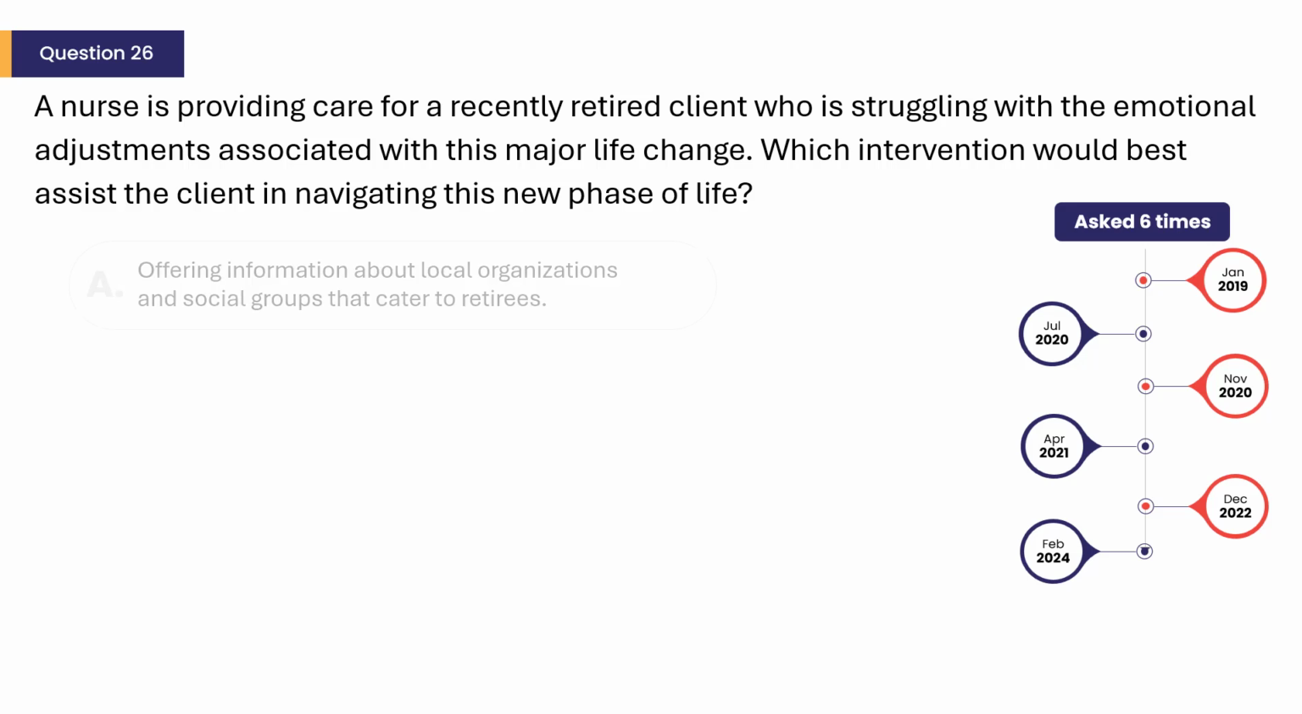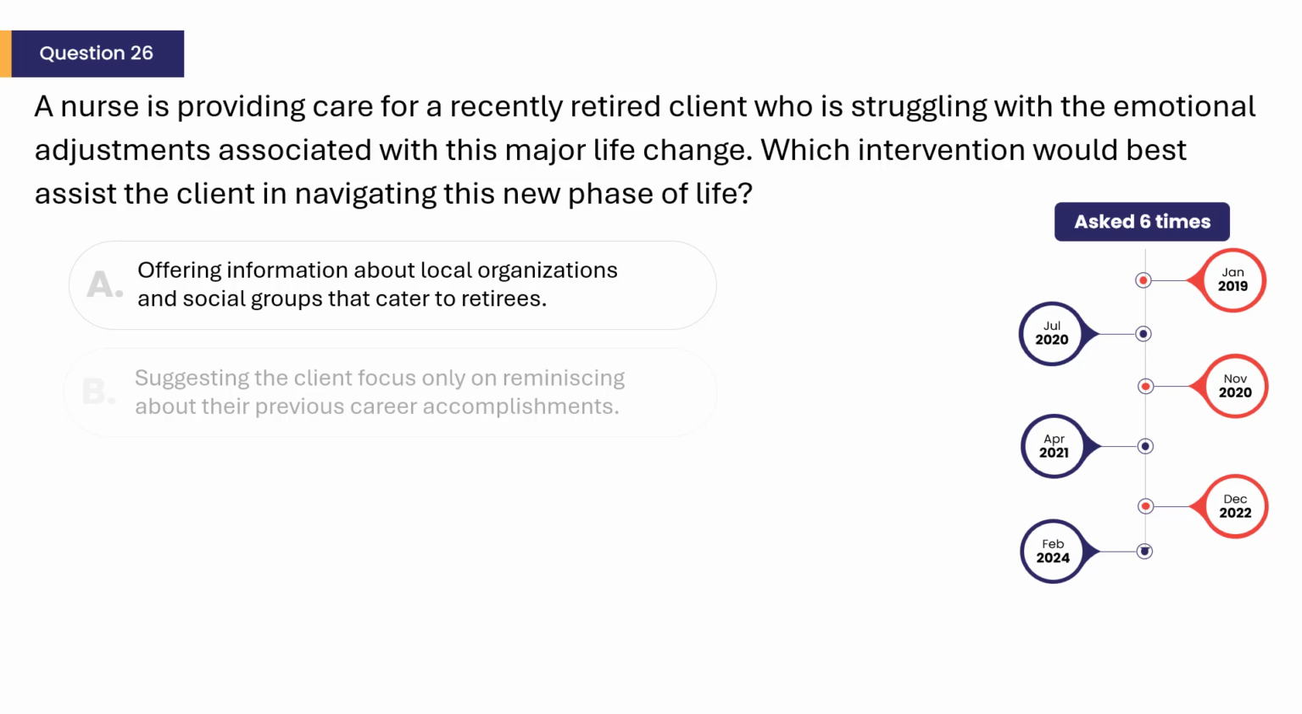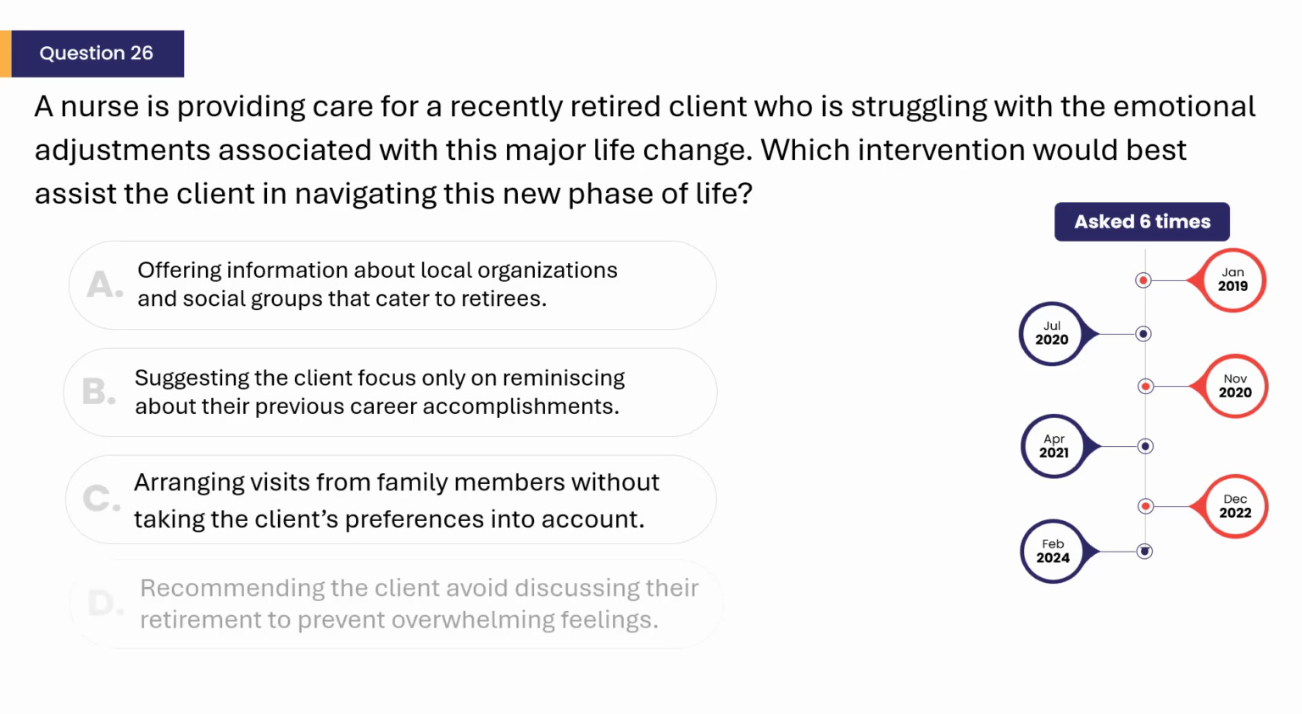A. Offering information about local organizations and social groups that cater to retirees. B. Suggesting the client focus only on reminiscing about their previous career accomplishments. C. Arranging visits from family members without taking the client's preferences into account. D. Recommending the client avoid discussing their retirement to prevent overwhelming feelings. The correct answer is A.